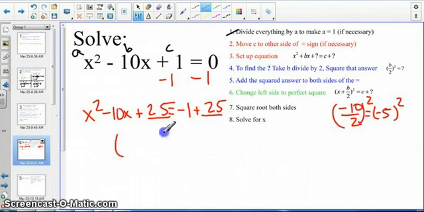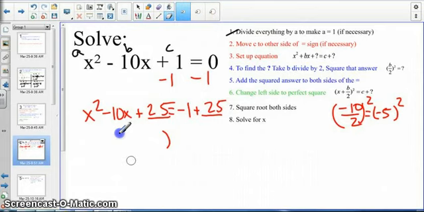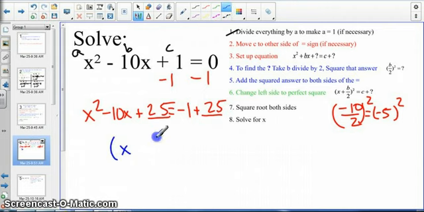Now I'm going to write my next step as the square of a binomial. So just like the second part, we write our square of a binomial. X, half of negative 10 is negative 5, equals negative 1 plus 25 is 24. So we found that question mark by taking b divided by 2 and squaring it to get 25. Now we change the left side to a perfect square, our square of a binomial.